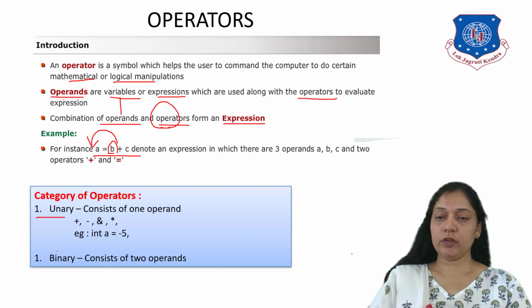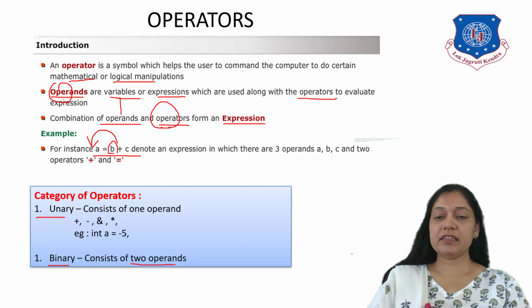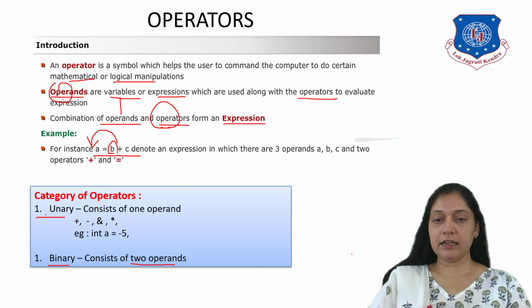Now operators can be of two types: either a unary operator or a binary operator. Unary means it has only one operand, and then it is known as a unary operator. Binary means it has a total of 2 operands. So whichever operators we study in the coming slides will be either in unary form or in binary form. Which are the unary operators? Plus, minus, ampersand, star. These are all unary operators.